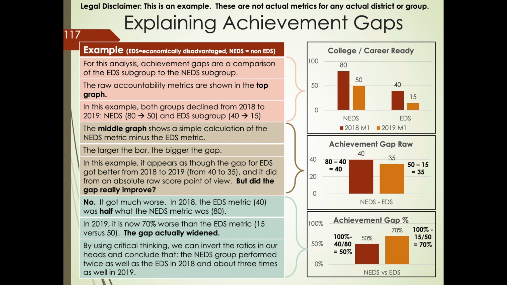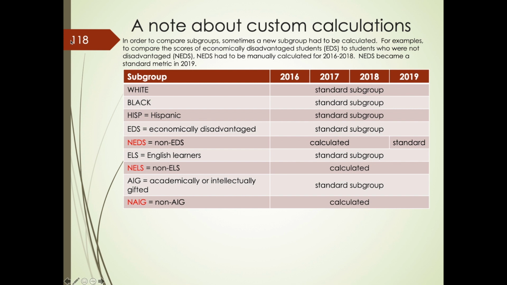So by using critical thinking, we can invert these ratios in our heads and conclude this. The NEDS group outperformed the EDS group twice as well in 2018 and about 3 times as well in 2019. And that calculation is shown on the right as well. So it's a difference of a gap of 50% versus 70%, which is a big difference. So let's talk about custom calculations. Some of the subgroups are available in the NC DPI data, and some of them have to be calculated.